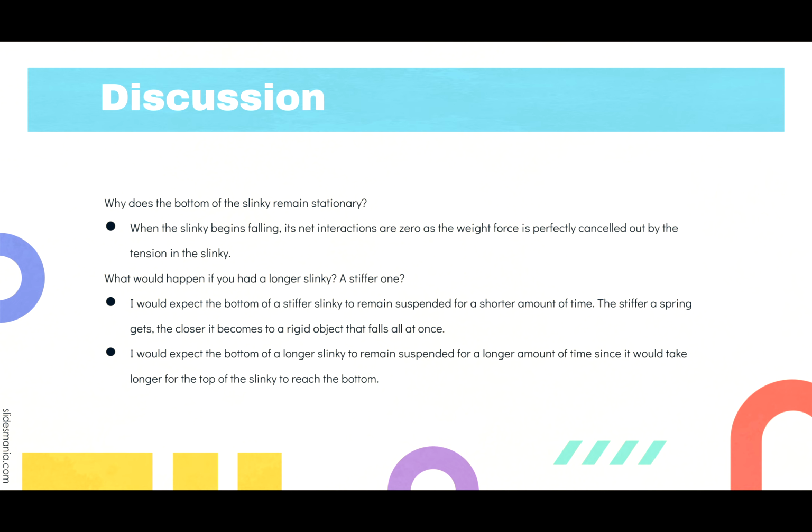I would expect the bottom of a stiffer slinky to remain stationary for a shorter amount of time. My thought process behind this is that a stiffer slinky would behave more closely to a completely rigid object, and the behavior of a completely rigid object when falling is that the entire object falls simultaneously. I would expect the bottom of a longer slinky to remain suspended for a longer amount of time, since it would take longer for the top of the slinky to reach it and for the system to fall altogether.